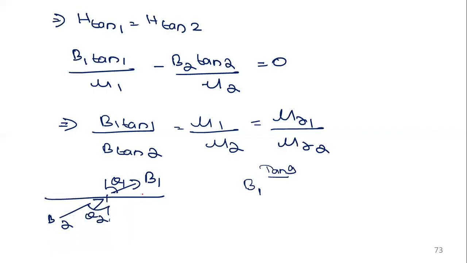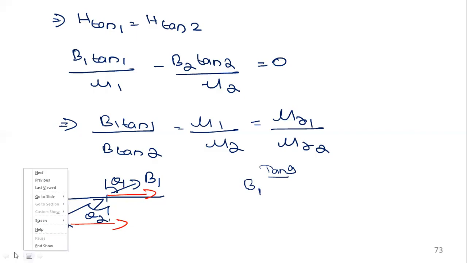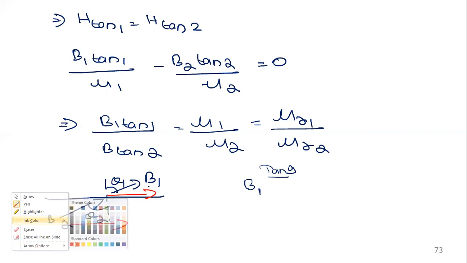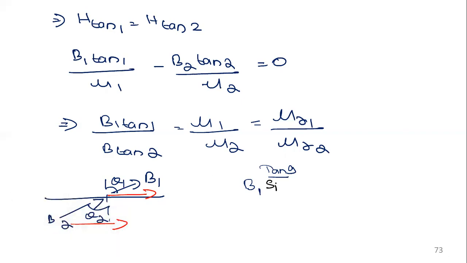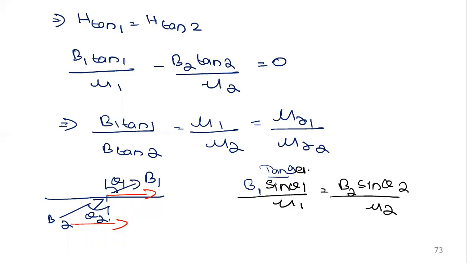So the tangential component means like this, right? Considering where we have marked theta 1, this is the sine component, and the cos component is the red line. That understanding is very much required. So we can write B1 sine theta 1 by mu1 is equal to B2 sine theta 2 divided by mu2. That is the tangential component.